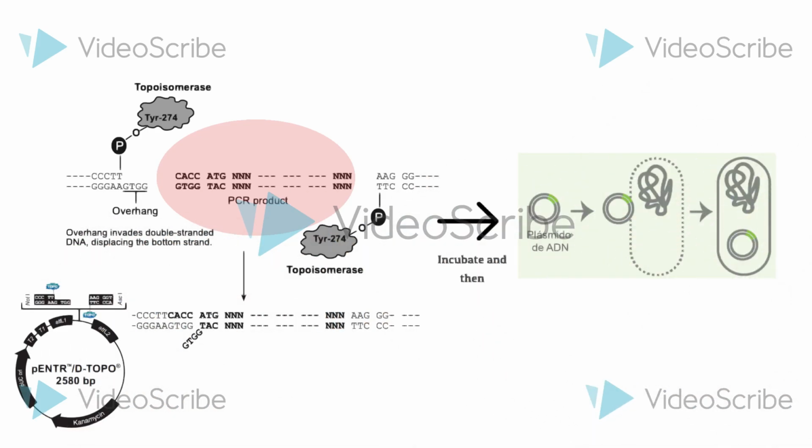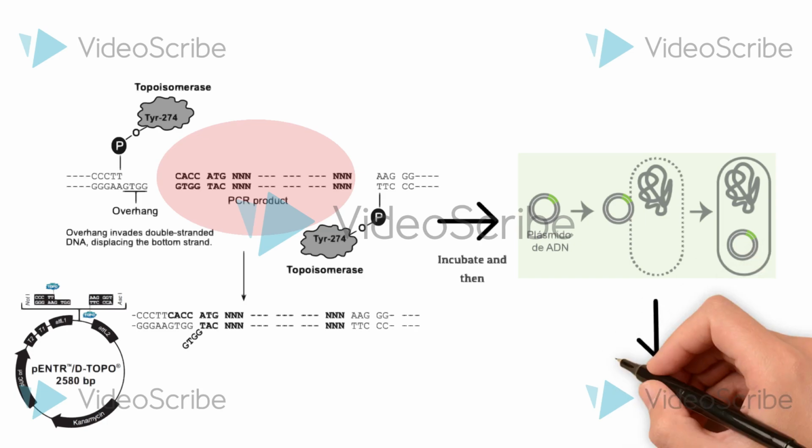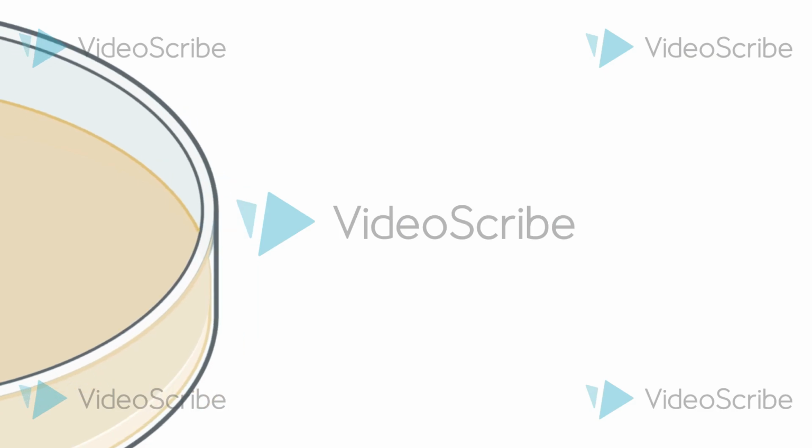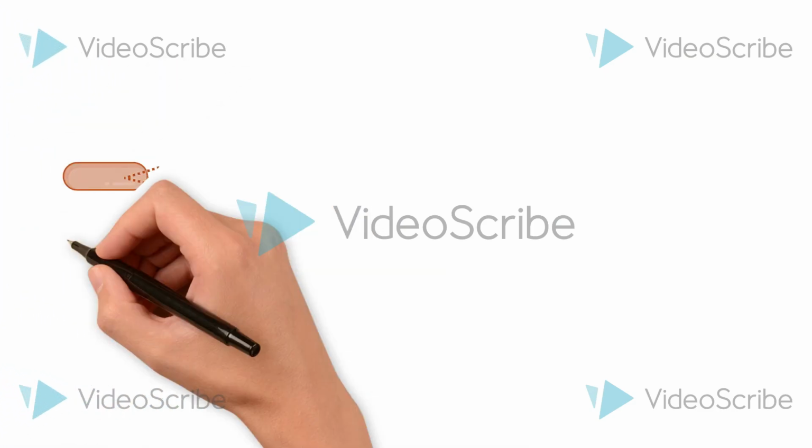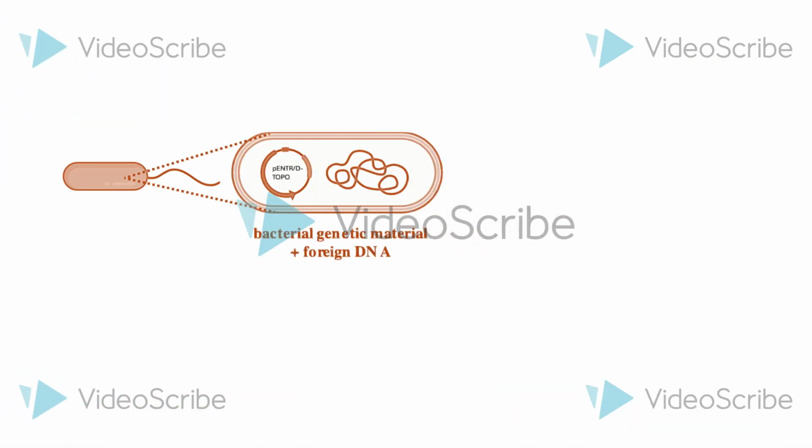And now we have to make competent E. coli cells following the standard transformation protocol for the competent cells. Then plate them on selective media containing kanamycin. This helps us to select the E. coli cells that have successfully taken up the recombinant pENTR TOPO vector with our insert.